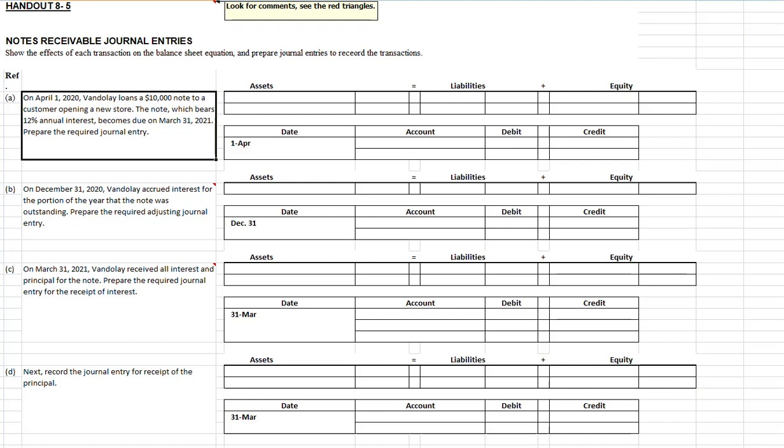So let's go ahead and prepare the journal entries at the time the note is entered into, as well as our year-end adjusting journal entries and the entries when we collect the note. So when we lend the customer money and they sign a note, we have an asset, notes receivable, for $10,000. And of course, we've given the customer $10,000 in cash, so we credit cash for $10,000.